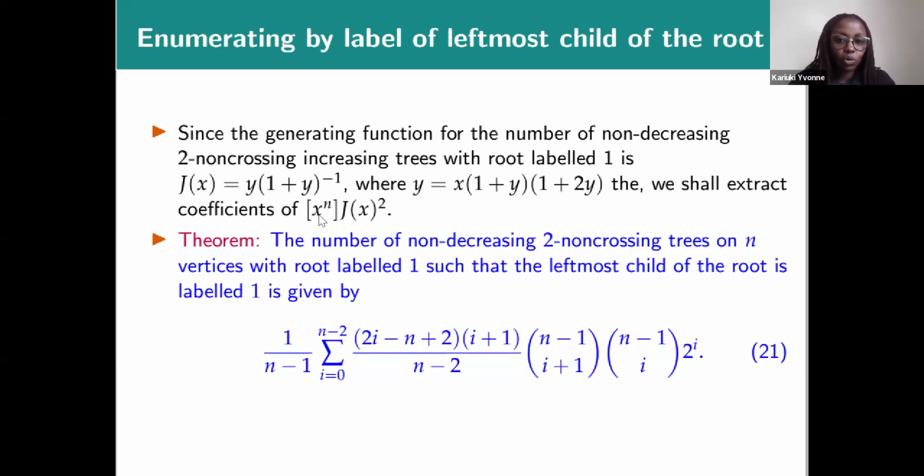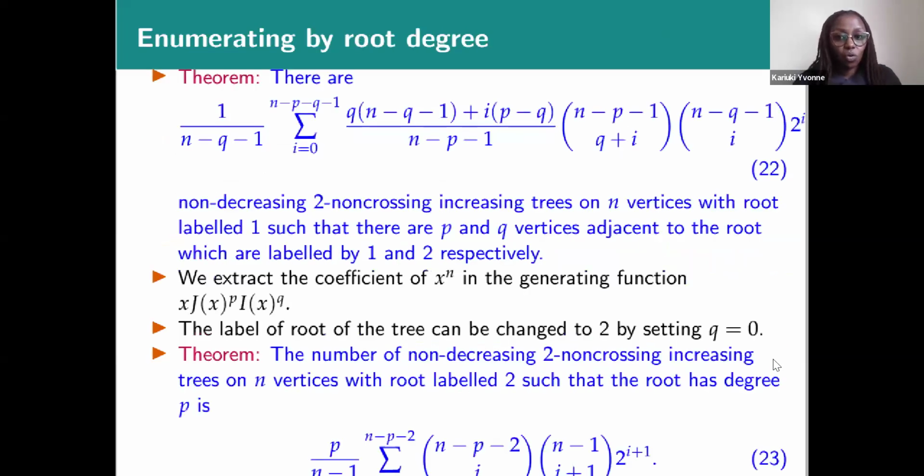And that means we are going to get this generating function, perform the Lagrange inversion formula, and we'll be able to obtain equation 21. Or you can also go and enumerate according to a different parameter, that is root degree. How many edges of such non-crossing trees are originating from the root. So in this case, I enumerate with root labeled 1 first. If the root is labeled 1, we can have P of those children to be labeled 1 and Q to be labeled 2. That means in total, the tree is going to have P plus Q children.